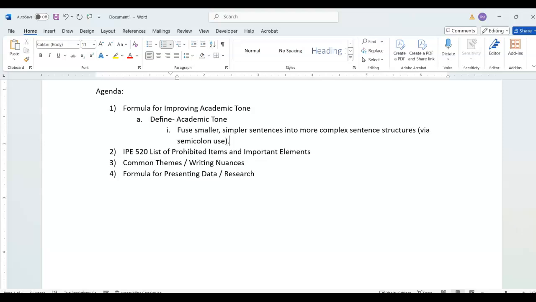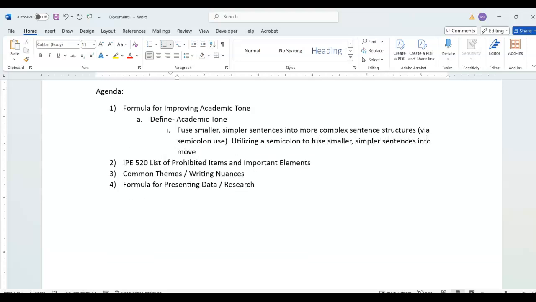So I recommend utilizing a semicolon to fuse smaller, simpler sentences into more complex sentences capable of housing more complex ideas. Step 1, easy peasy.